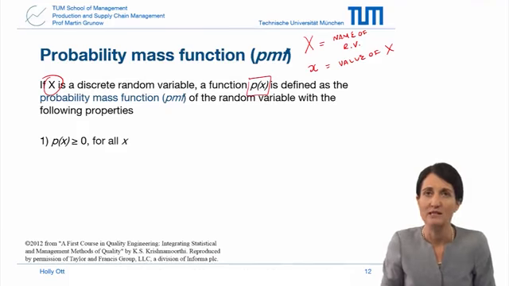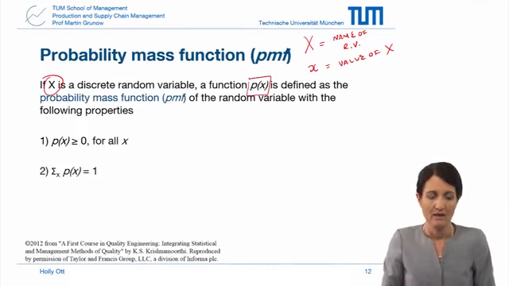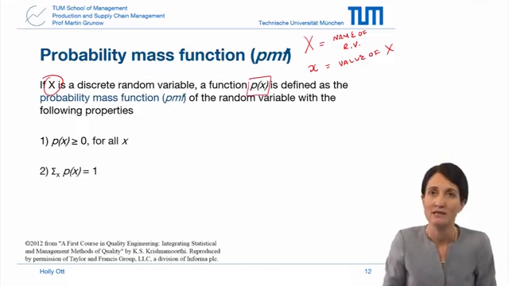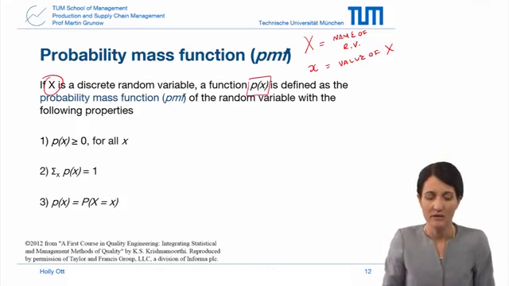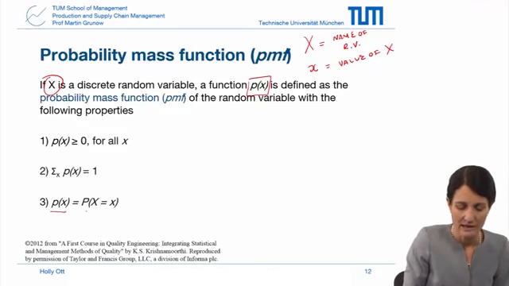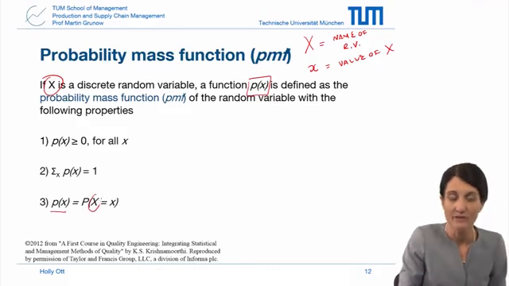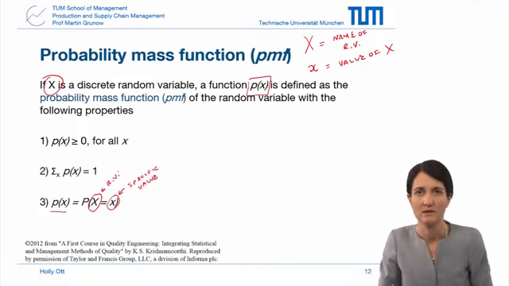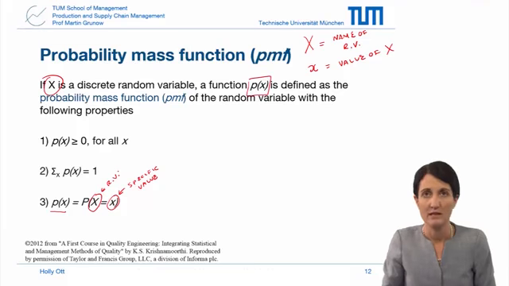This function p of x has to be greater than or equal to 0 for all values of x. When you sum the probability mass function p of x for all values of x, you will get 1 exactly. And finally, what this means is p of x is equivalent to the probability that our random variable X will be equal to some specific value of x. So we'll look at an example in a minute.